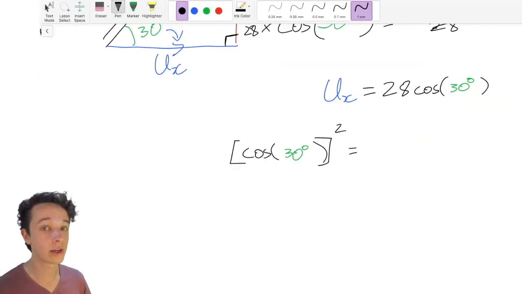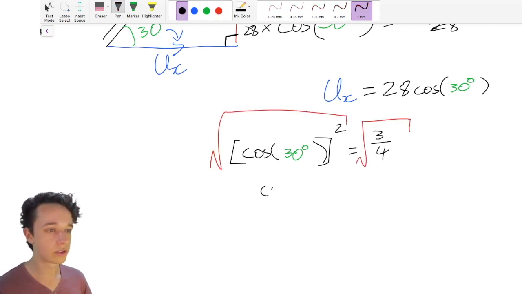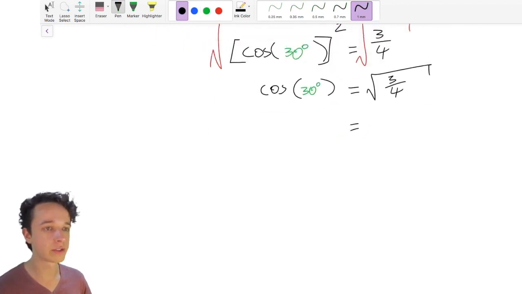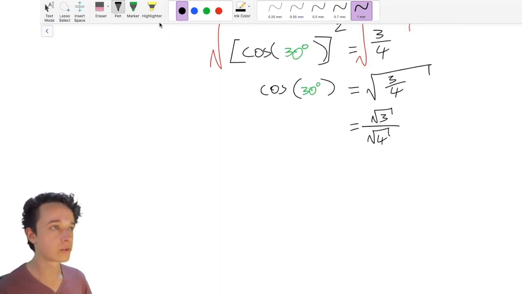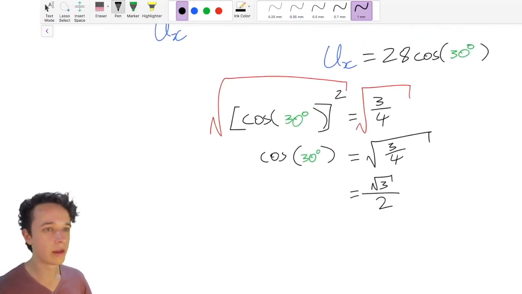0.75, which in fractional form is 3/4. We take the square root of both sides, and then we're left with cos of 30 degrees on the left-hand side is equal to the square root of 3/4. And the square root of 3/4 can be written as the square root of 3 over the square root of 4. And the square root of 4 is just 2, which if you wanted to, you could find that out in your calculator as well.